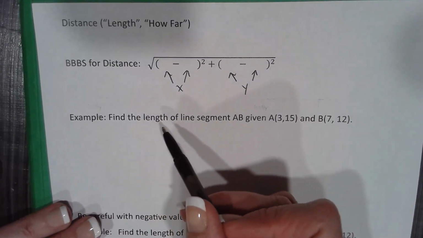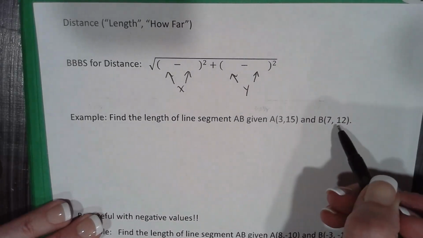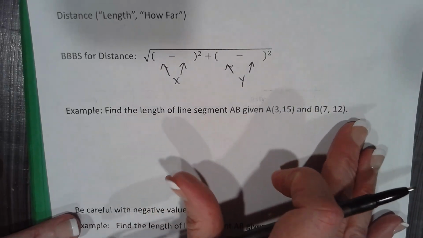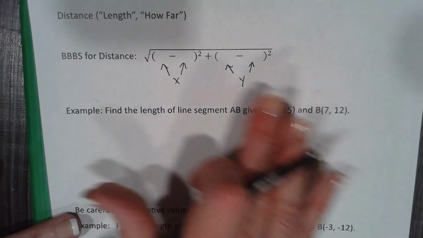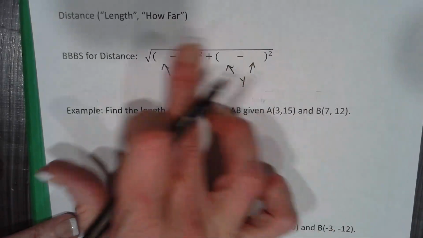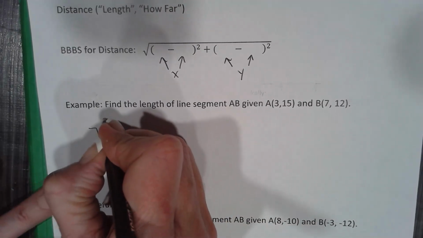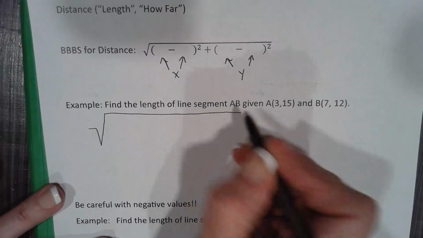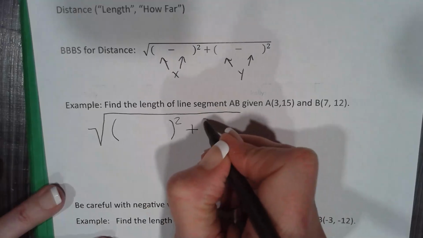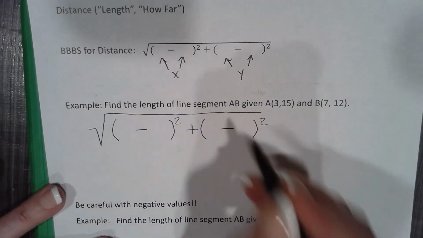So here's an example. Find the length of line segment AB, and they're telling you the endpoints. What you do is, we don't want to put numbers in yet. Make sure you do not put any numbers in. The way the structure is designed, it's going to help you if any of this stuff turns out to be negative. It's going to help you not to make a mistake. So we want to do a big square root symbol, a big parenthesis with a square, a plus, a big parenthesis with a square, and then we put minus signs inside the parentheses.